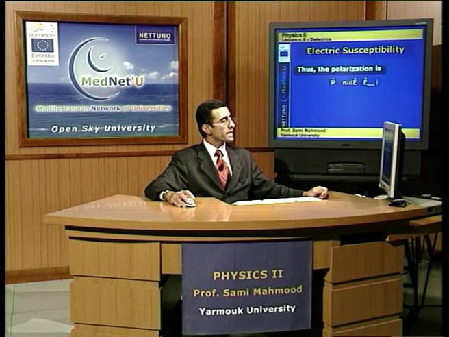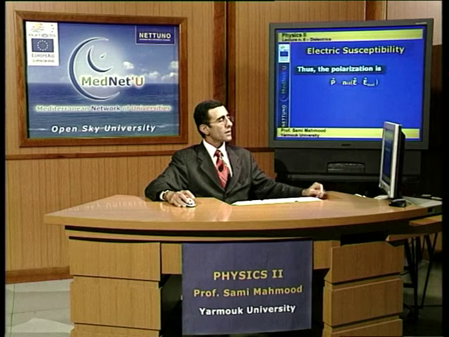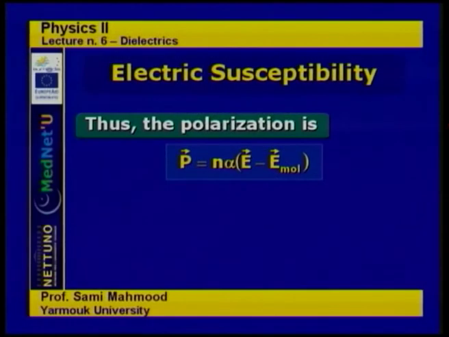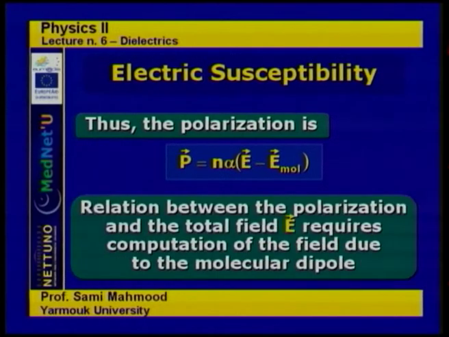Thus, the polarization is simply P is equal to N times alpha in parentheses E minus E molecular, where E is E naught plus E prime, we recall. This is a relation between the polarization and the total field introduced by all the charges surrounding the molecule.